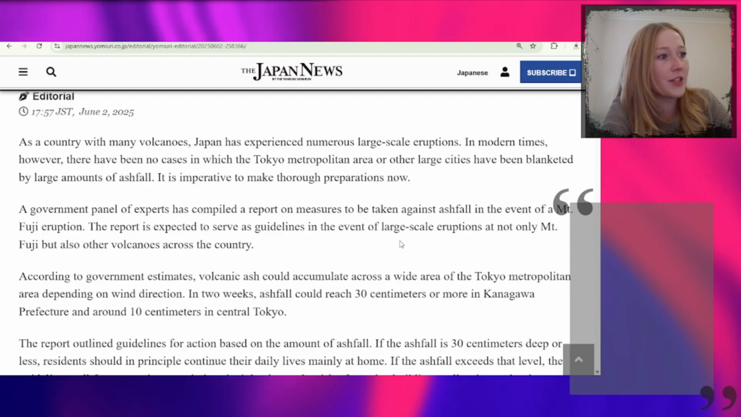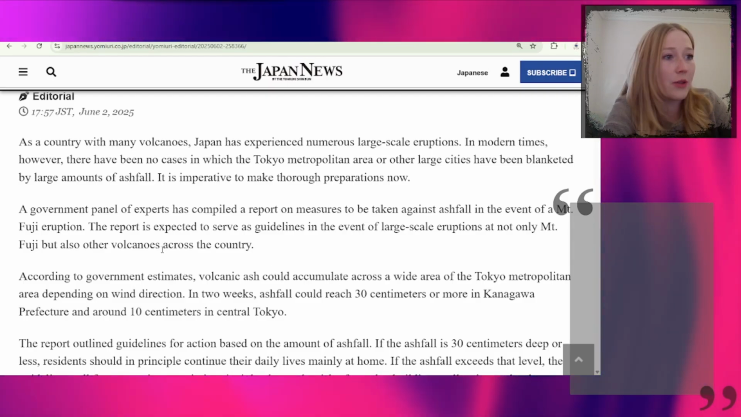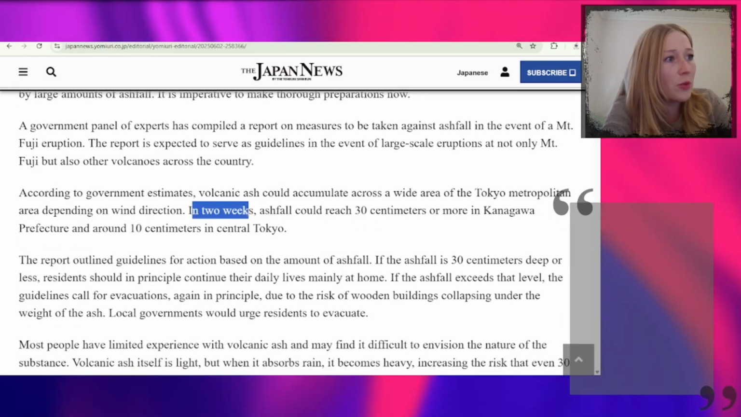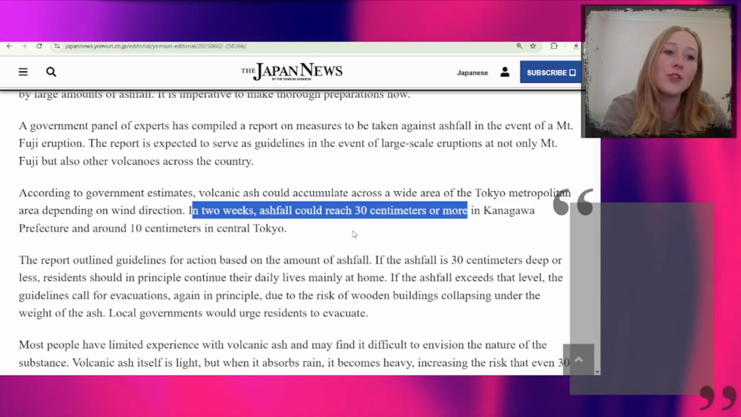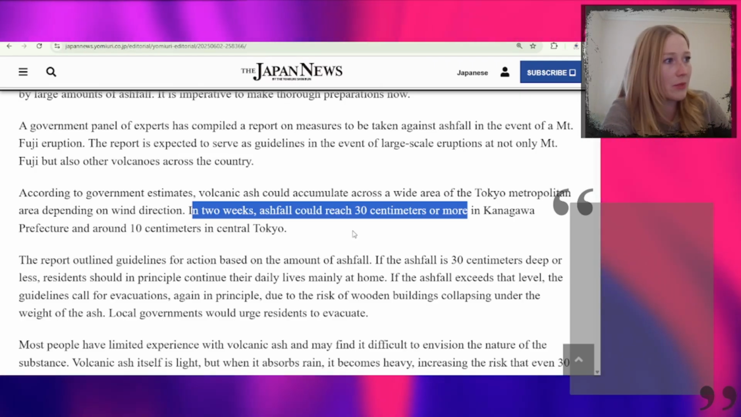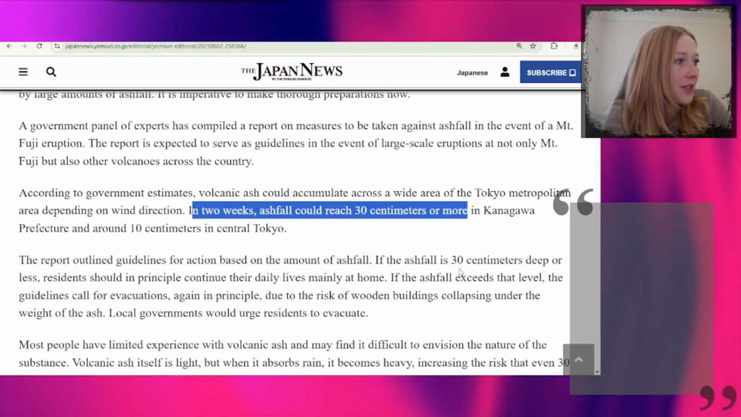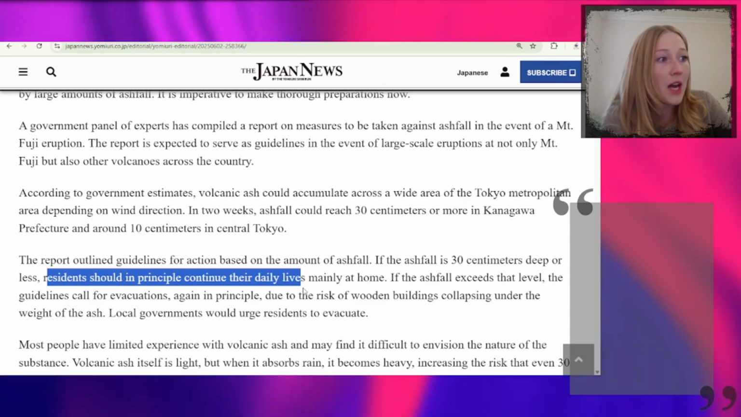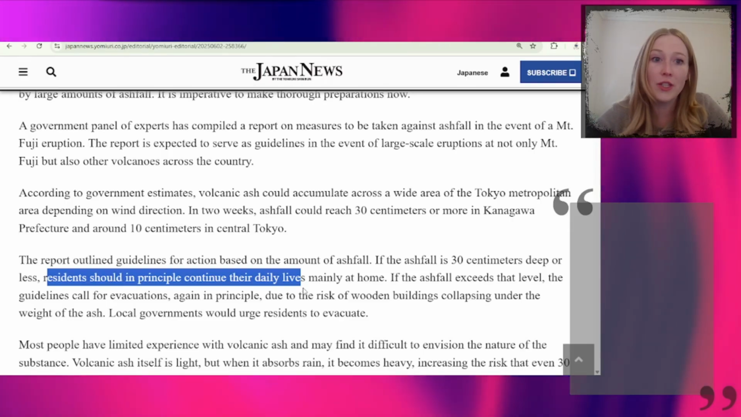And in this article, they were looking at what they would do with different levels of ash. They were talking about what would happen. So they're saying over here, in 2 weeks, ashfall could reach 30 centimeters or more, and they use this as their threshold. If it's less than 30 centimeters, then people could basically continue their lives as normal. So 30 centimeters deep or less, they can continue their daily lives or just stay at home and be careful. There's no need for major intervention.